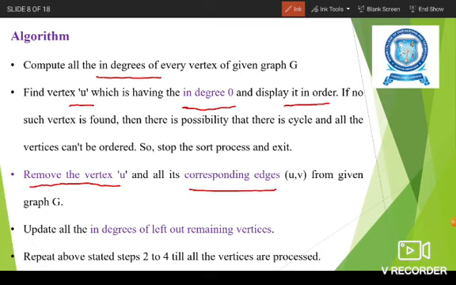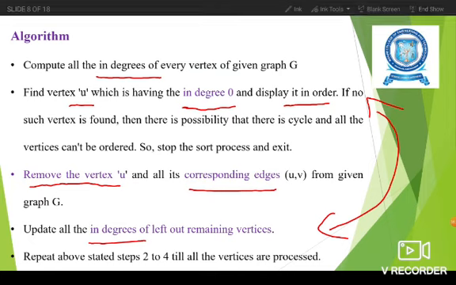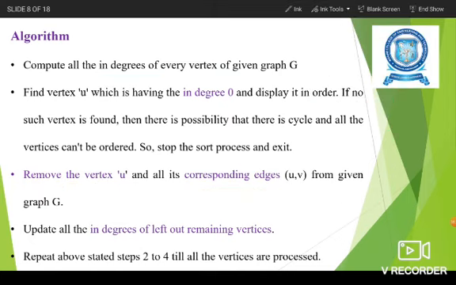Once the node and its corresponding edges are deleted, you have to again recalculate the integers of the remaining vertices. So steps 2, 3, 4 are repeated until all the vertices are processed. Okay. So once again, I will explain the steps.